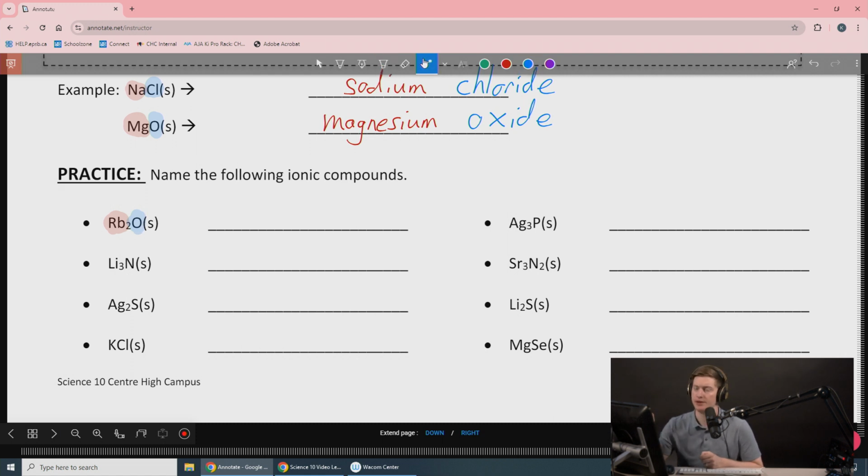Something I want to point out here. The little subscripts here don't affect the name. I'm actually going to make a note here because we haven't outlined that here. I'm just going to write here that the subscript doesn't affect the name.